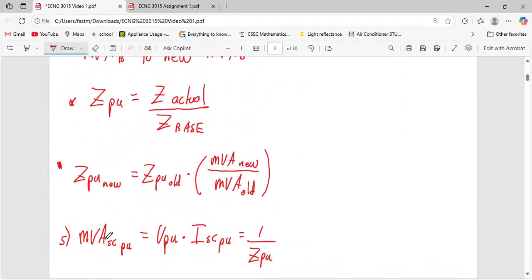And the last one, some call it MVA short circuit. This is something that they will ask you to get. The MVA short circuit is your V per unit multiplied by I short circuit per unit. This V per unit for this course is 1 all the time. So really you're just going to end up with your MVA short circuit per unit being the same as your I short circuit per unit. And that is equal to 1 over your Z per unit.